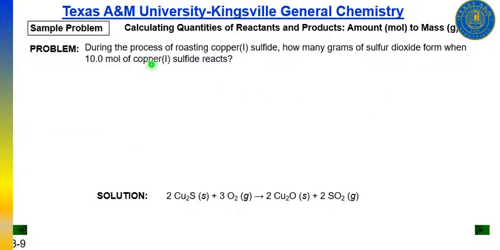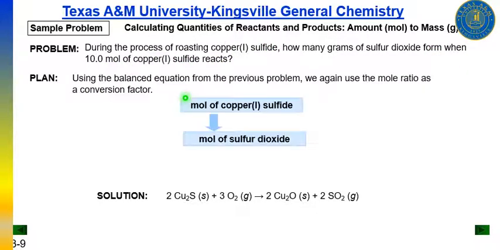Sample problem question 2. Calculating the quantities of reactants and products based on the moles to mass ratio. Still following the above question, you are going to roast your copper 1 sulfide. The question is how many grams of sulfur dioxide form when 10 moles of copper sulfide reacts.